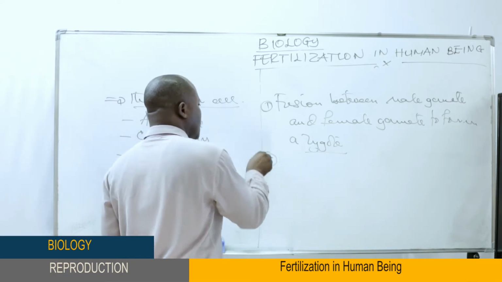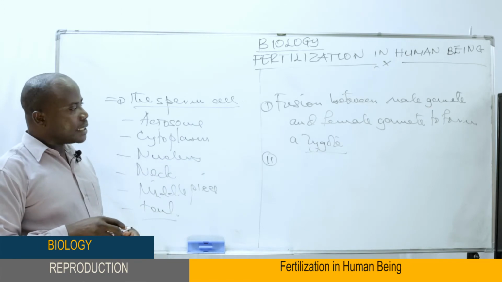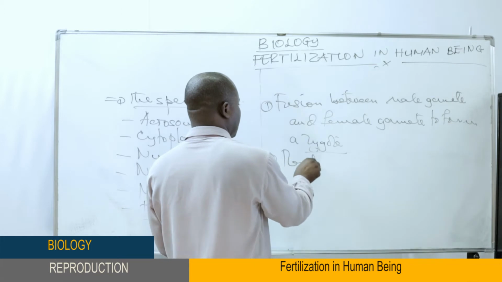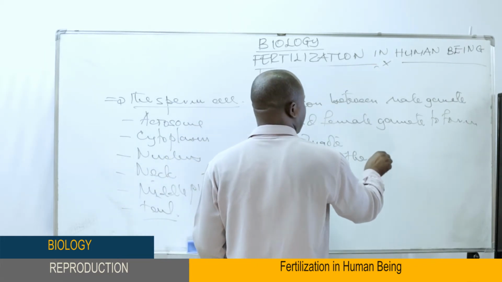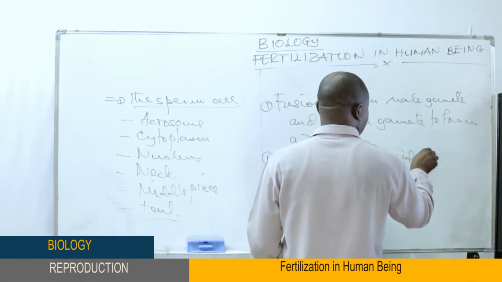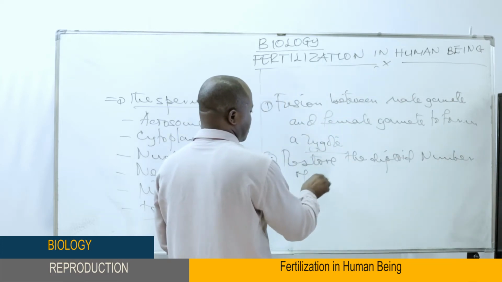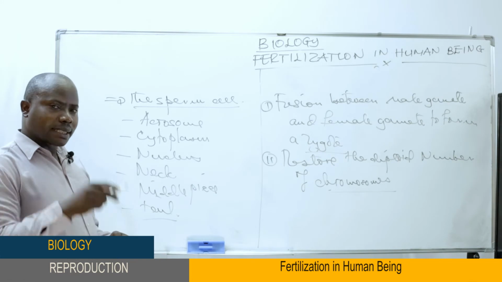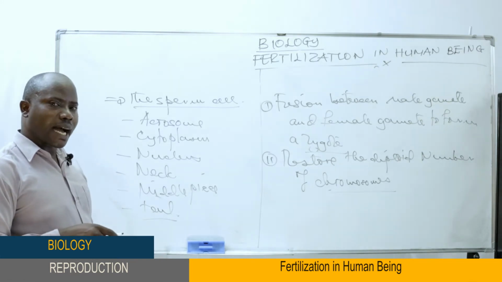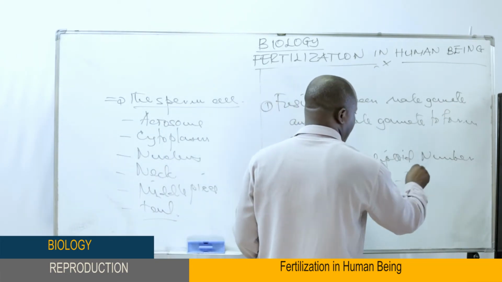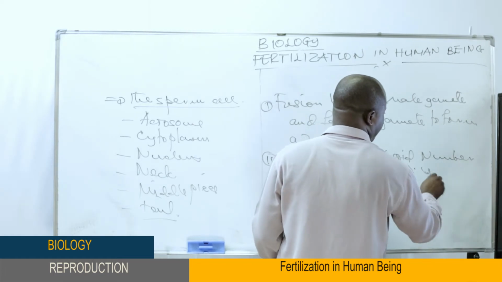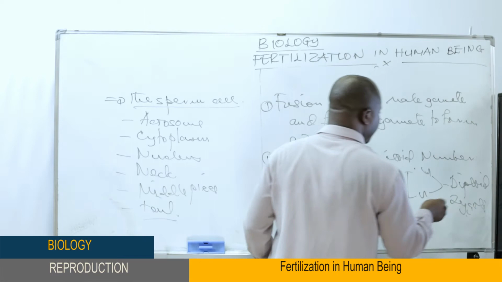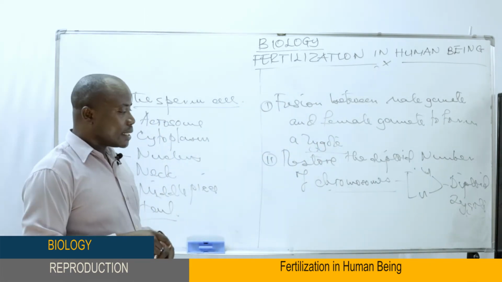But also, in sexually reproducing organisms, fertilization is a means that restores the diploid number of chromosomes. Since the male gamete has haploid number of chromosomes and the female gamete has haploid number of chromosomes, they fuse together. They fuse together, forming a diploid zygote that has the diploid number of chromosomes of the parent cells.